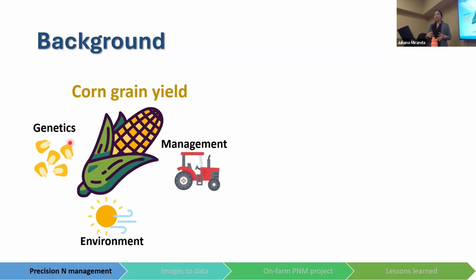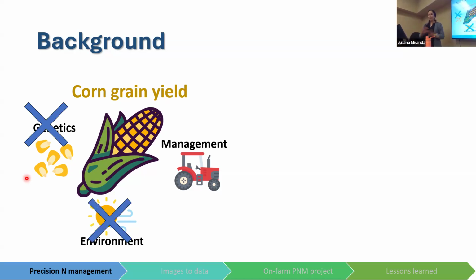In terms of the genetics, they can select the seed, the hybrid, that they want to use for their farm. But once those seeds are planted, there is nothing else that they can control. So this is out. Then the environment, that immediately we know that we cannot control. That is very uncertain. We can predict some days ahead, but not the whole season. And then we have the management. The management is the only component that farmers can have more control over.